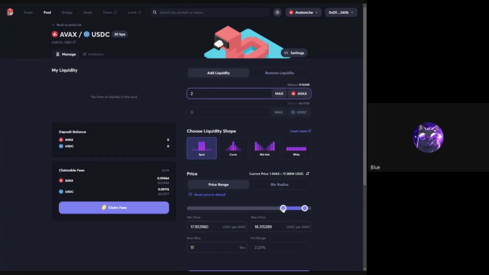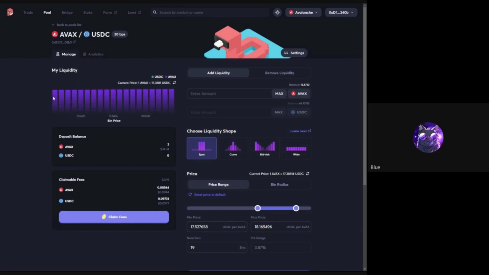Let me just add that in now. So I put 2 AVAX into the AVAX USDC liquidity pool. My price range down here, I just pick something random. So 17.5, that's where it starts. So the price of AVAX, 17.5, and I've ranged that up to basically 18.2. So if the price of AVAX starts to hit 17.5 and it keeps going up all the way to 18.2, I would have DCA'd my 2 AVAX into USDC. So that means I basically swapped 2 AVAX for no swap fee at all, and I would have gained some yield for doing that as well.